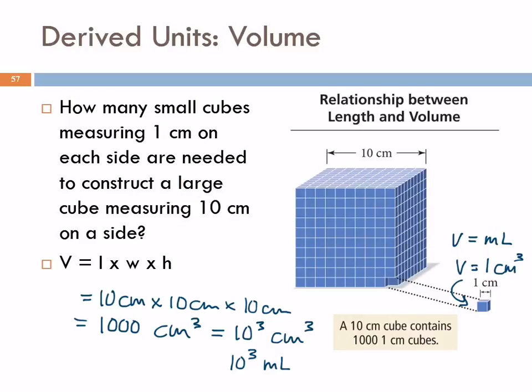What does the prefix milli mean? 10 to the negative 3. So this is 10 to the third times 10 to the negative third liters. What's 10 to the third times 10 to the minus third? 1. 1 liter. 1 liter is 1,000 milliliters. Or we can say 1 milliliter equals 10 to the minus third liters.